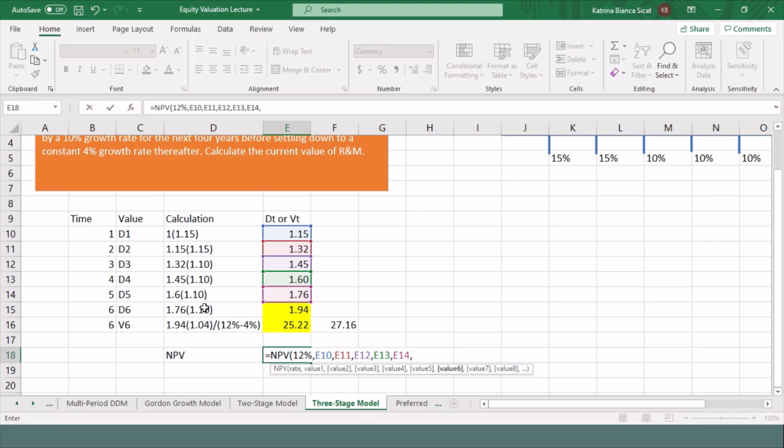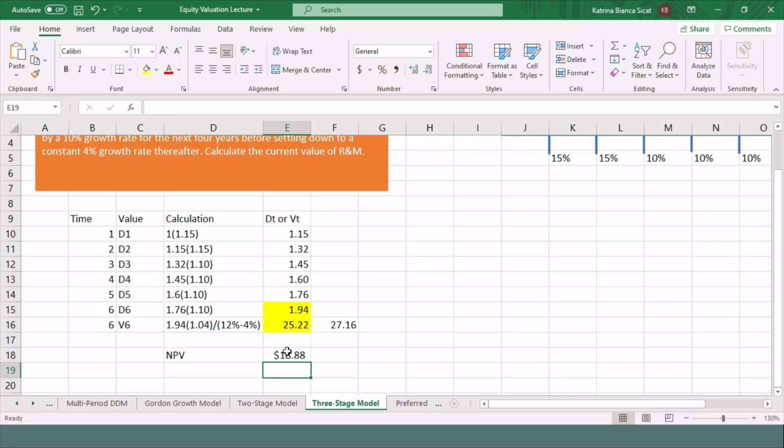For year 6, kung makikita nyo, we have two values on the 6th year. One is for the dividend and one is for the terminal value. Kaya ang ginawa ko, in-add ko na siya dito on the side. Kaya meron kayo makikitang 27.16 dito. And then, close parenthesis lang tayo. Si Excel na ang magkukompute on its own. That's why you will get $18.88.